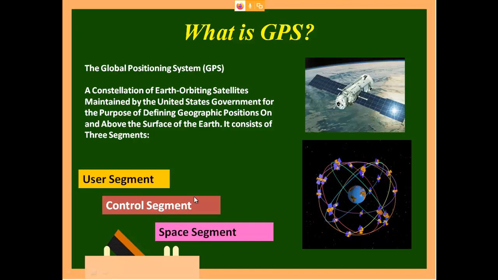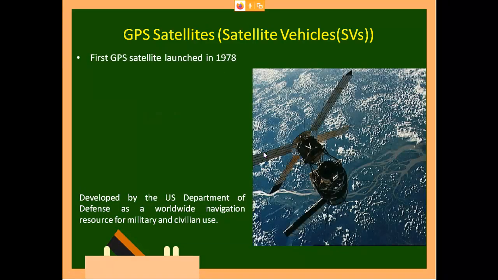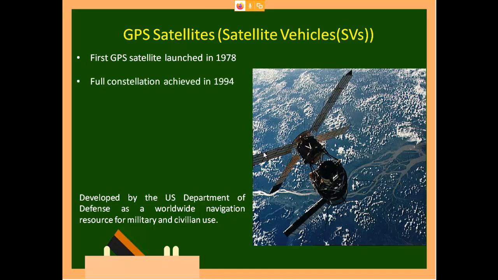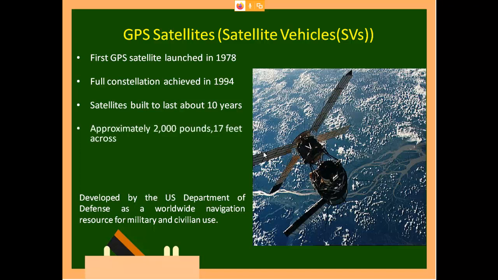Control segment is what is there in the US, how they control the satellites and all. Space segment is the satellites, how many satellites and what is the position of the satellites and all. Okay, the first was launched in 1978. Then it was fully commissioned in 1994. Then the satellite life was around 10 years. Approximately 2000 pounds was the weight of that particular satellite, and its length is around 17 feet. Then transmit power is only 50 watts or less. So the power required to transmit from there is only 50 watts.